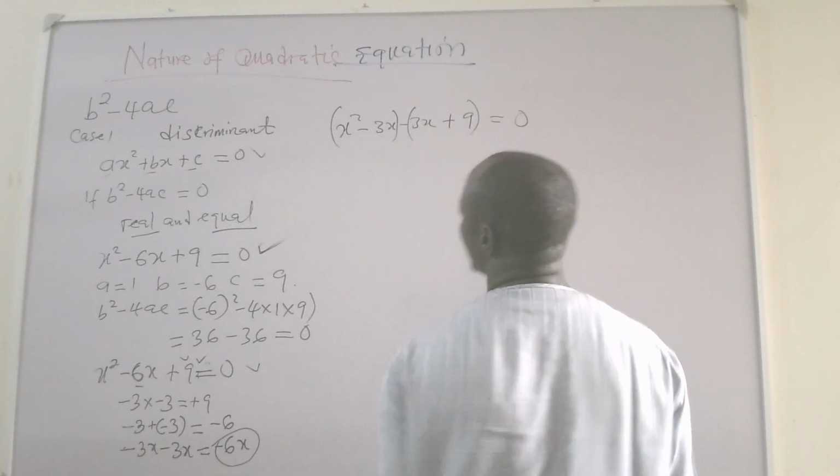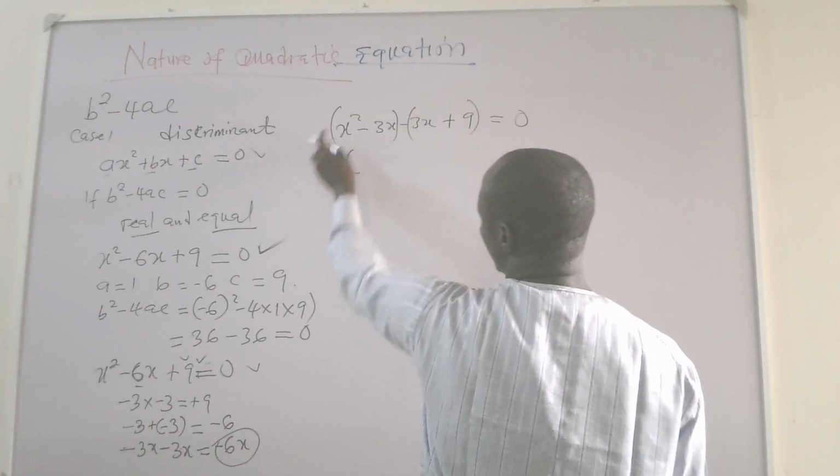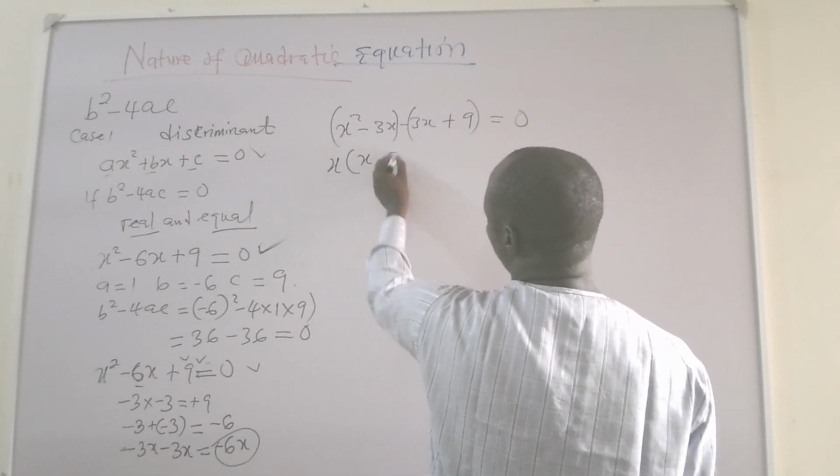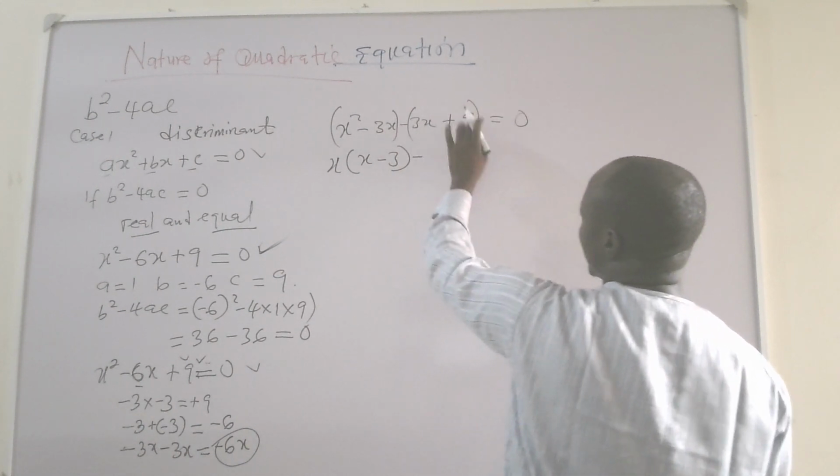So here and here I can factorize x. So x is common here. So you can factorize x. So we have x out, then we now have x minus 3. And also here we have negative already. So 3x and 9 here.